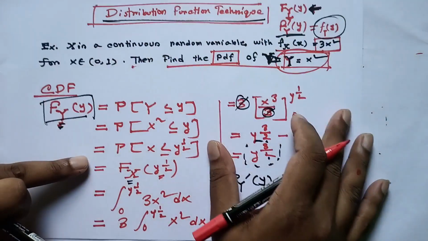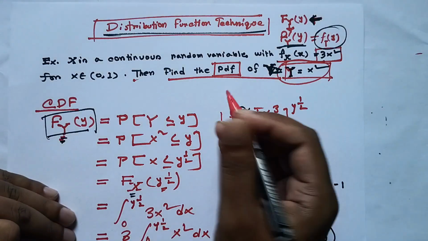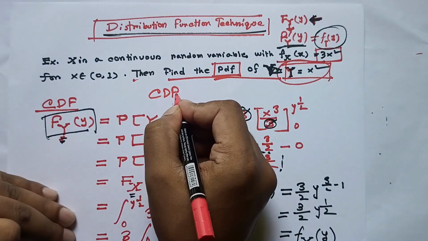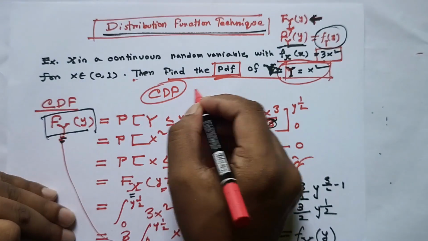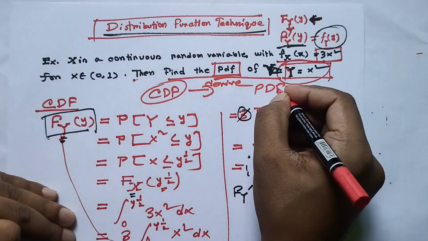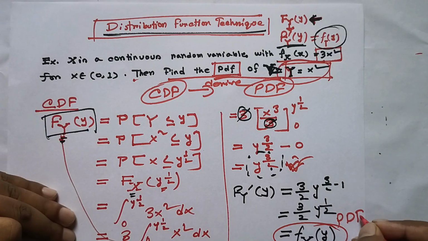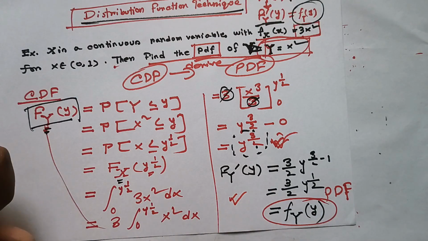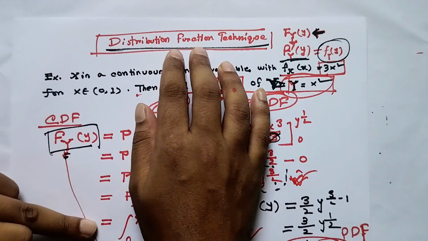So what we did overall, basically, first of all, as we have to find the PDF, we need a CDF very first. So we calculated our CDF. We found it here. After finding the CDF, we differentiate it and find our desired PDF. So we found our PDF. Okay, so that is it. That is how we can solve this kind of problem using the distribution function technique. Thank you very much.